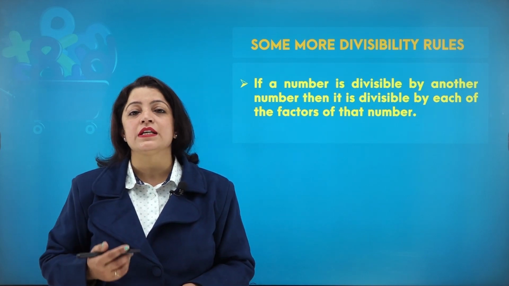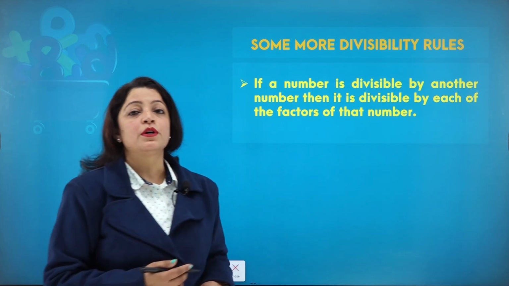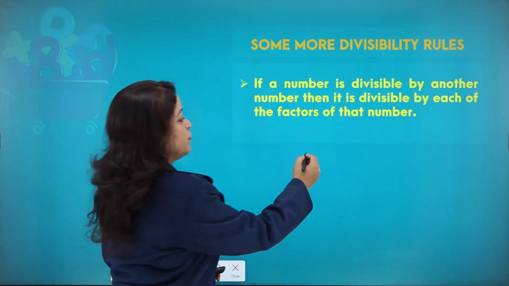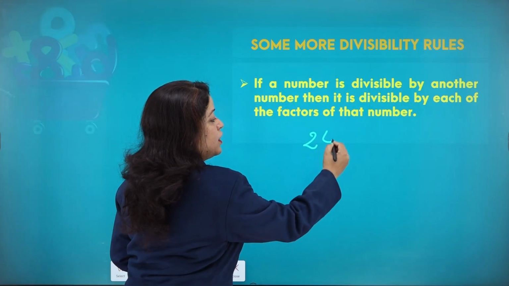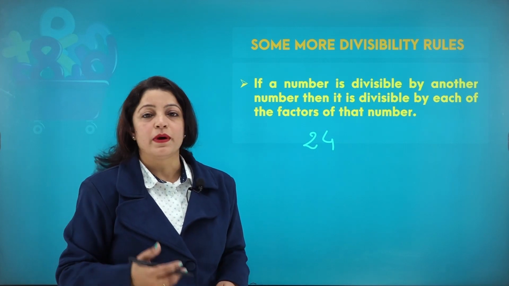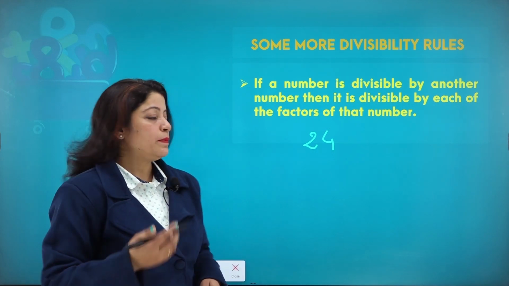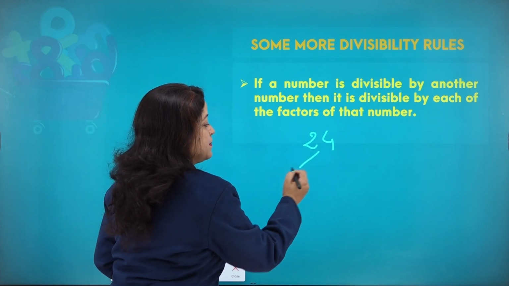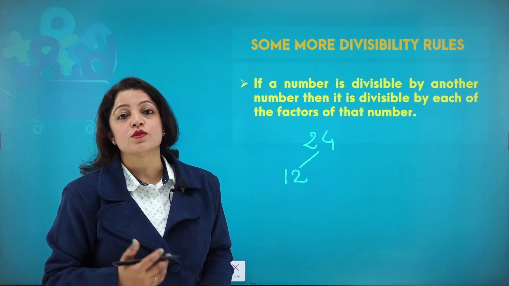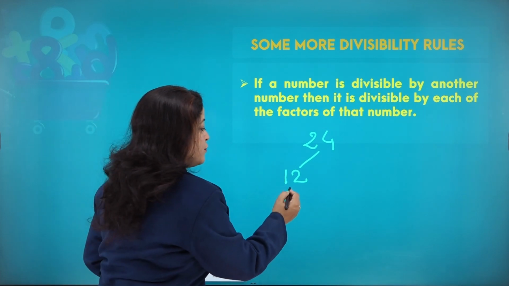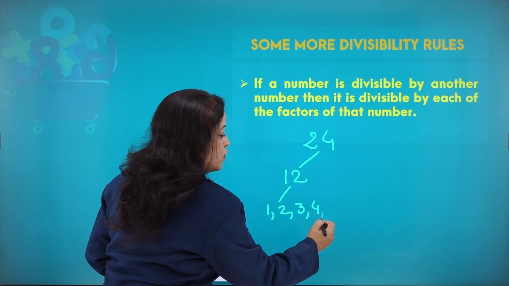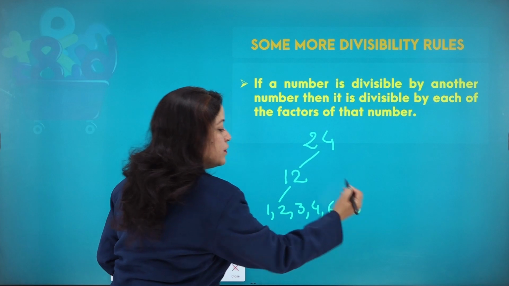Very simple, let me take an example. Suppose I take the number 24. What are the factors of 24? So I can say it is divisible by 2, by 3, by 8, by 12, right? Let me take one of the factors. It is divisible by 12. Fine. Now let's see what the factors of 12 are. So the factors of 12 are 1, 2, 3, 4, 6 and 12.